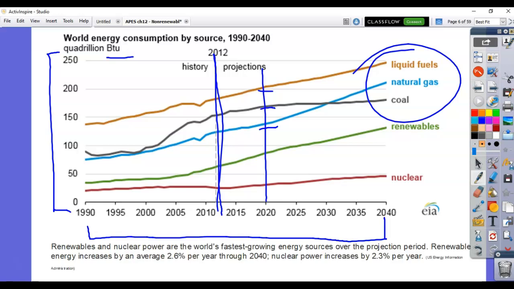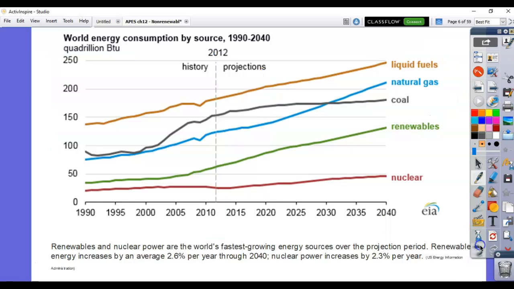You'll notice all of them are pretty much increasing except for which one? Which one is not increasing? So coal is definitely not increasing, or not increasing as much. The reason for that is because we're actually running out of coal, so we'll talk about that one. The fastest growing, let's take a look at the slopes. Which do you think are increasing the most, or projected to increase the most?